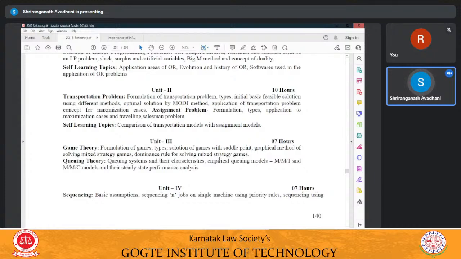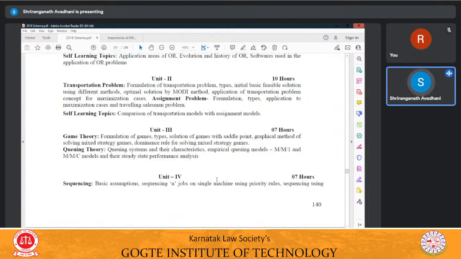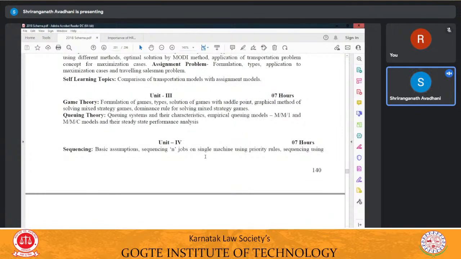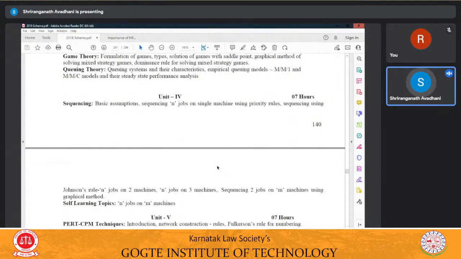That analysis we are going to carry out, or the problems based on those particular models we are going to study in this particular queuing theory. Then unit 4, again it is one of the easiest units you can attempt, that is sequencing models. Where we'll be studying how to sequence a particular job, or how to find the optimum sequence of various jobs to process on different machines.